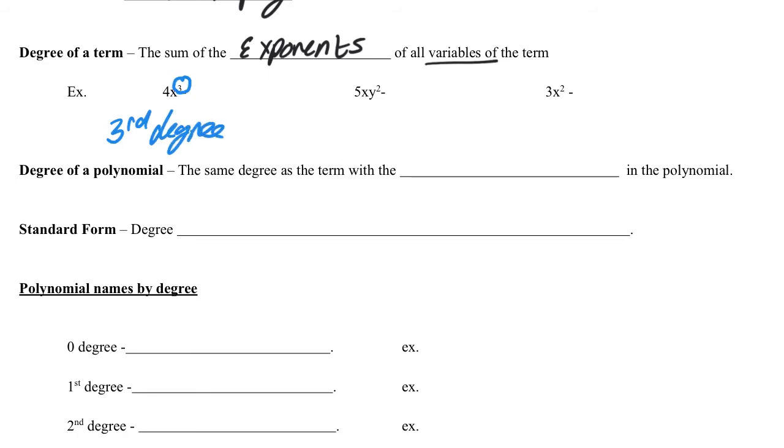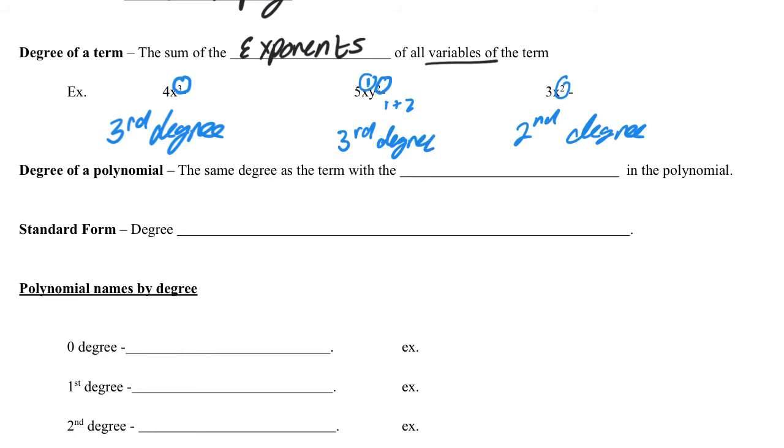We're going to get special names in a little bit, but this is just practice for identifying degrees. Here we have a y squared, but don't forget this x really has a 1 on it. So we have 1 plus 2, so this would also be a third degree term. Here we only have one exponent, it's a 2, this would be a second degree.